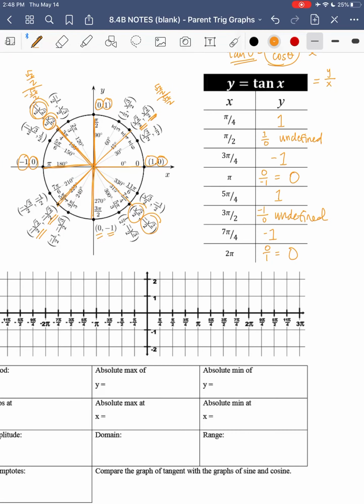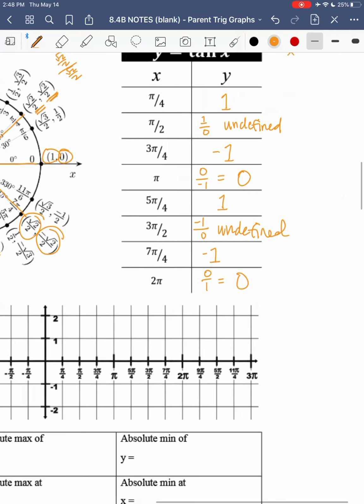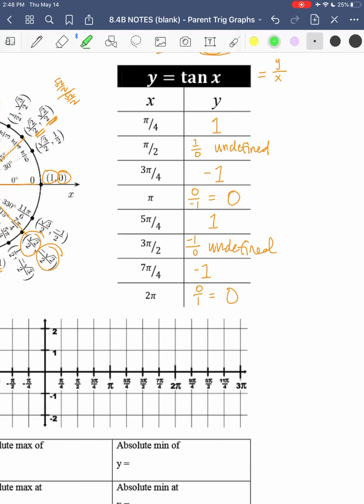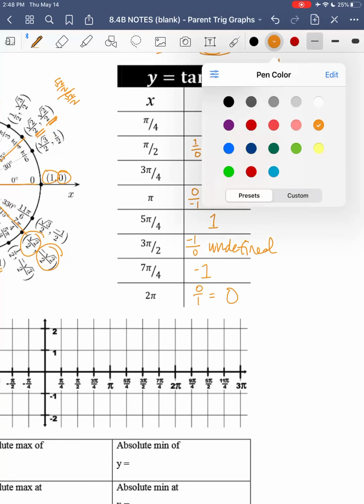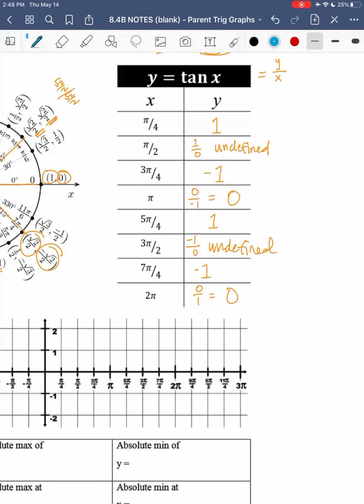Okay, this is a little bit strange, but let me show you what this is. We're going to plot what we can, and I'll show you how to connect the dots. It's really kind of strange. Okay, I'm going to graph it in blue. At pi fourths, we have the point 1. So at pi fourths, we are up 1. Great. At pi halves, we are undefined, so there's not a point at pi halves. It's kind of strange, right?